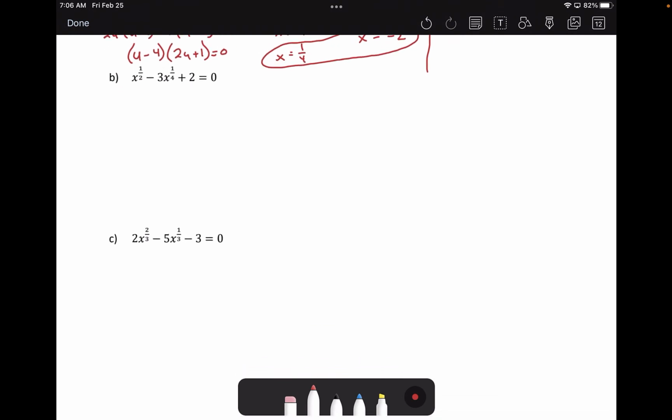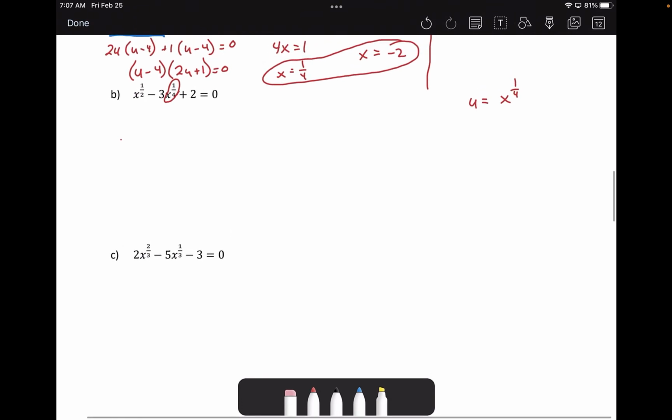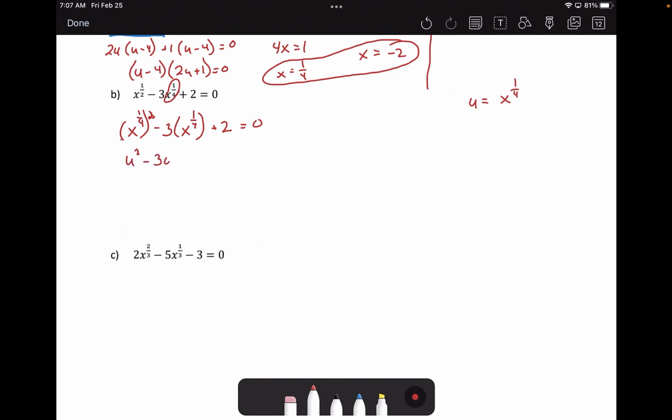In the next example, we're going to set this middle piece equal to u. So u is x to the 1/4. When we rewrite our equation, we have x to the 1/4 squared minus 3 times x to the 1/4 plus 2 equals 0. Now we can go in and make our substitution. Replace those parentheses with u. u squared minus 3u plus 2 equals 0.